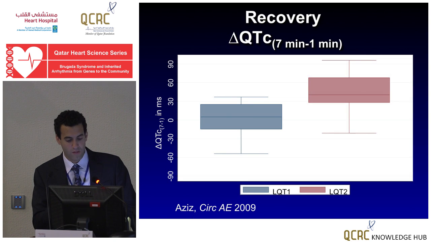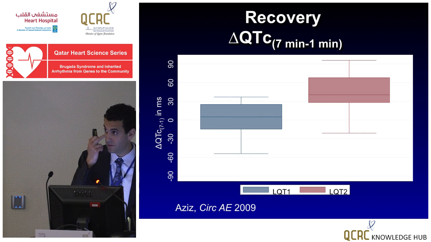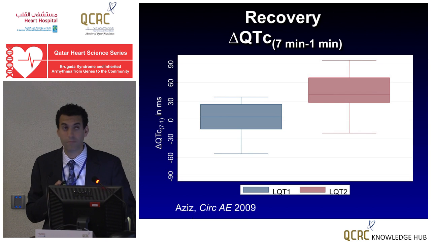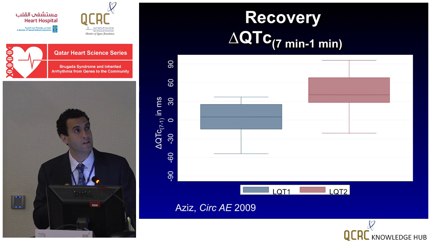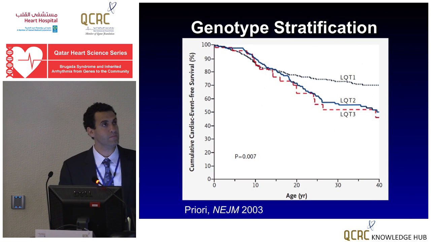If you're wanting to know whether those patients are long QT1 or long QT2, you could check the delta QTC, which is the QTC at 7 minutes minus the QTC at 1 minute. If that delta is more than about 30 milliseconds, that's very suggestive of long QT2 syndrome, whereas if they're about the same, as you see here in long QT1, that suggests it's long QT1 syndrome.